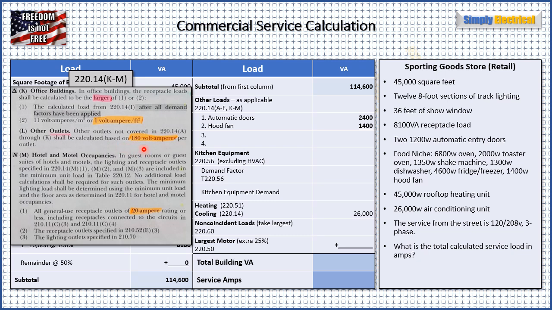All right, last one is M. It says hotel and motel occupancies. Okay, it doesn't apply to us, but we'll just kind of read it real fast.